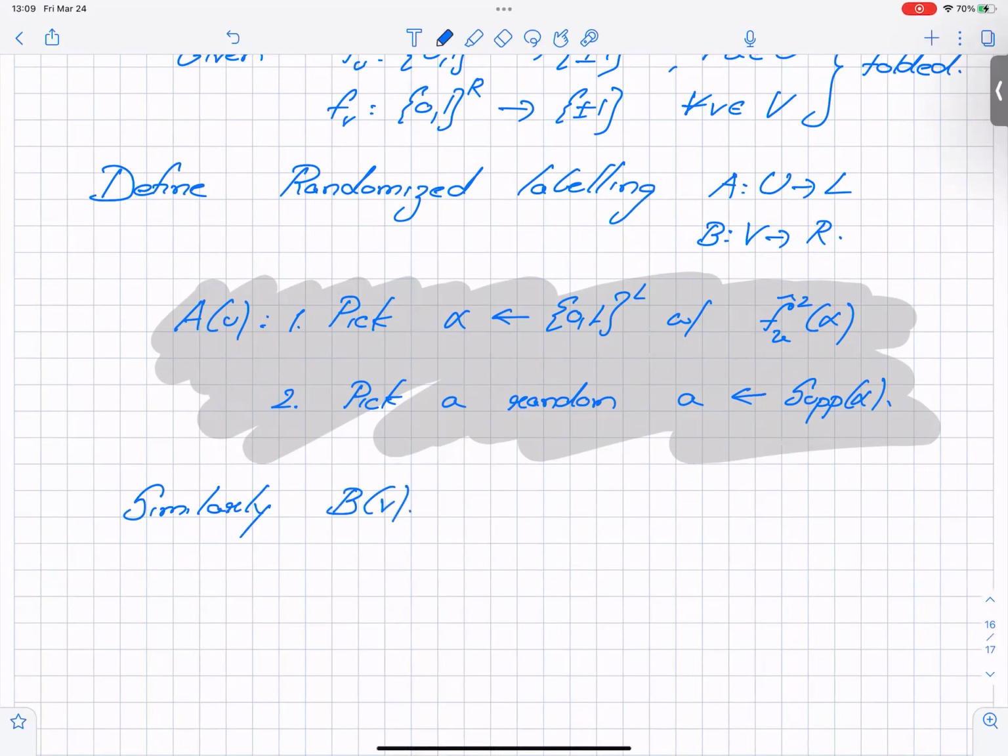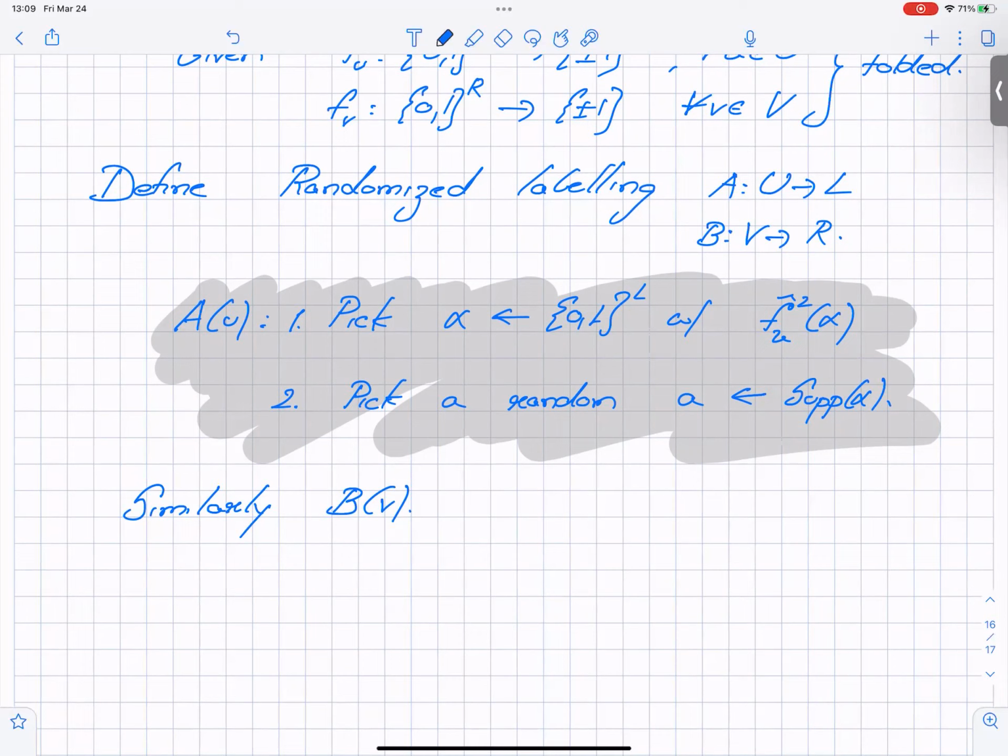Similarly, notice this is never going to return an empty set because it's folded, so you're never going to run into an issue. You will never pick an alpha which is the all zeros function. So what does support of alpha mean? Alpha there is referring to coordinates. To be more formal, it should be clear what I mean there. It is certain coordinates it's picking up, and I'll pick one of those coordinates at random.